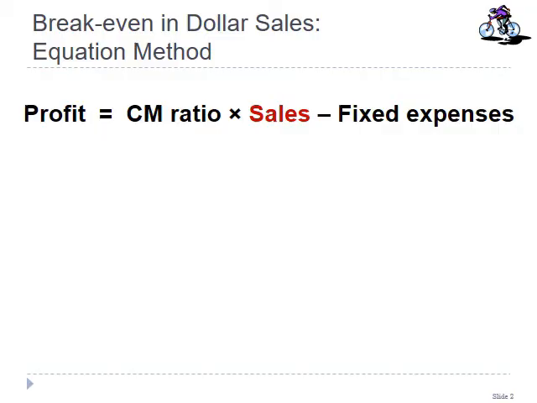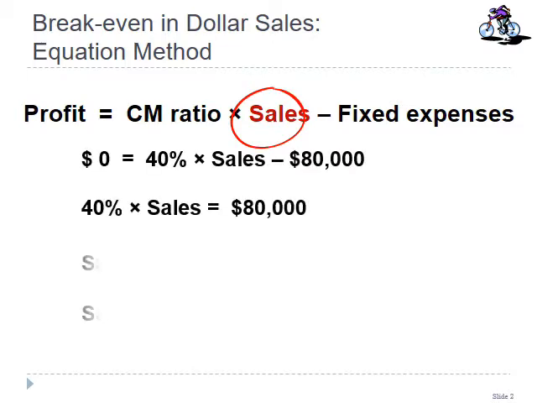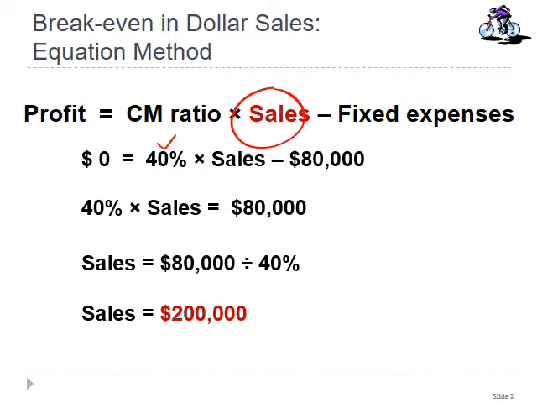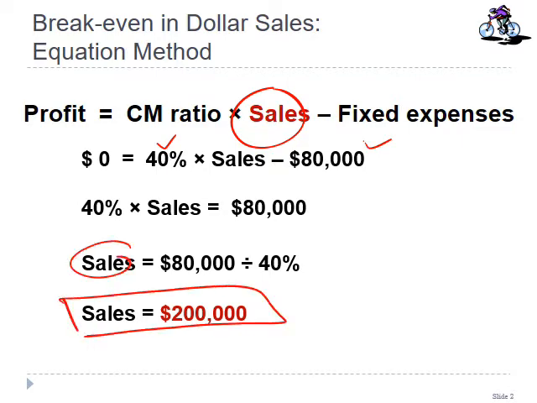So let's solve for this S here. So you put the value here. We know that the 40% is the contribution margin ratio, 80,000 is our fixed cost. We just solve for S, and S is 200,000. So how can we explain this? If the RBC sells at least sales of $200,000, then at the end its profit would be zero, and that profit would be break-even profit.